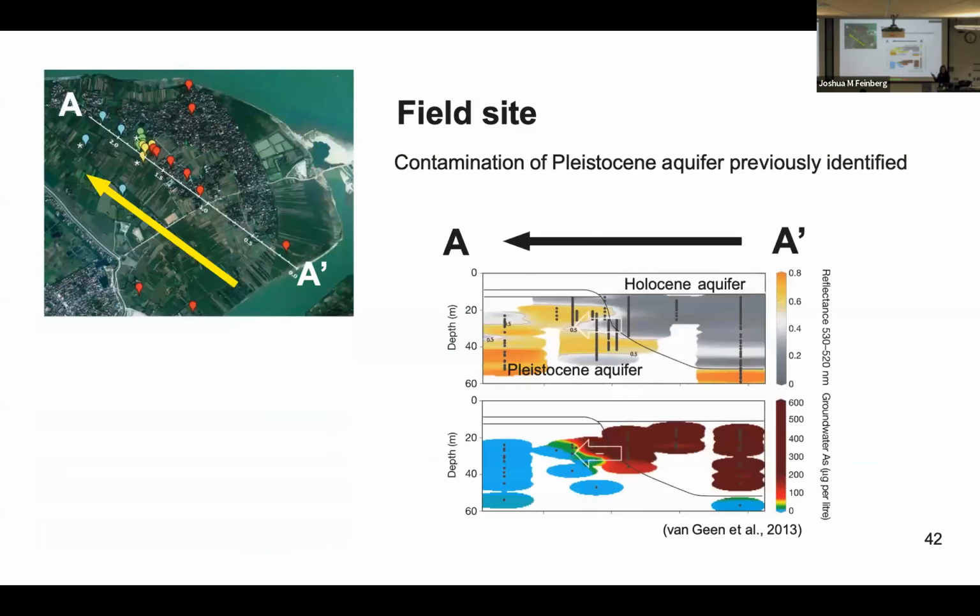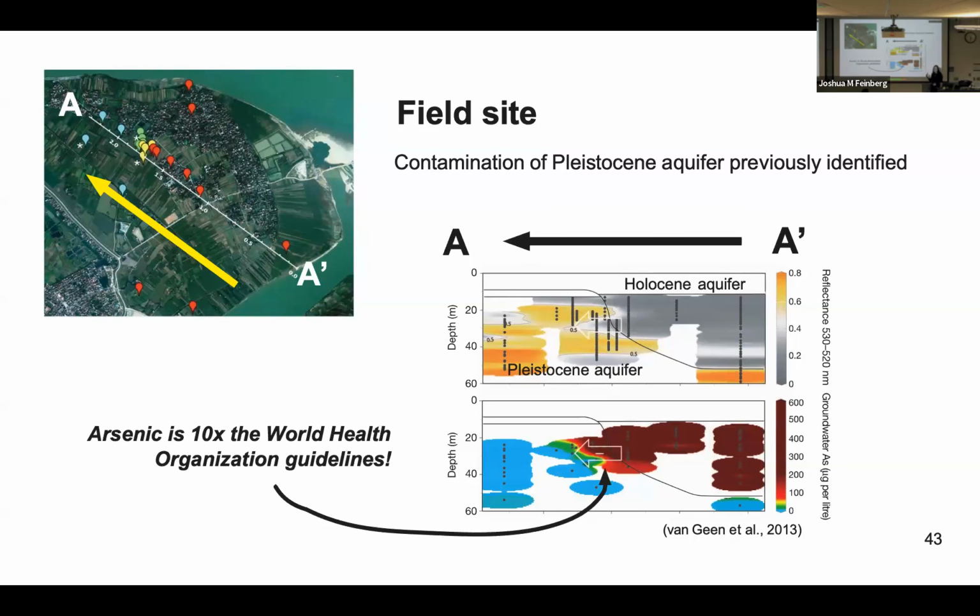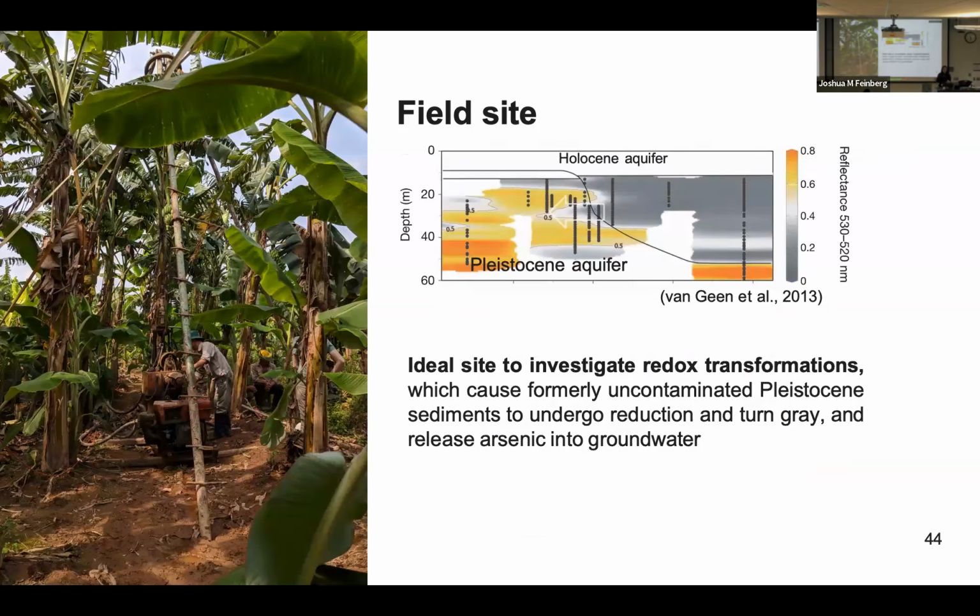So if we look at a transect of this field site, actually contamination of a Pleistocene aquifer was previously identified. So in this transect, here we're seeing color, kind of like how I mentioned to you, orange versus gray sands, but actually these are now diffuse spectral reflectance measurements, which also show you similarly orange versus gray. We have a Holocene aquifer adjacent to a Pleistocene aquifer, and when we compare this with groundwater arsenic concentrations that were measured, we actually find in the Pleistocene aquifer that there's high arsenic there, which is 10 times the World Health Organization guidelines. So sometime, this Pleistocene aquifer has undergone these iron mineral transformations and has now been releasing arsenic. So this made this site the ideal site to investigate our redox transformations, which caused this formerly uncontaminated aquifer to undergo reduction and then release arsenic.